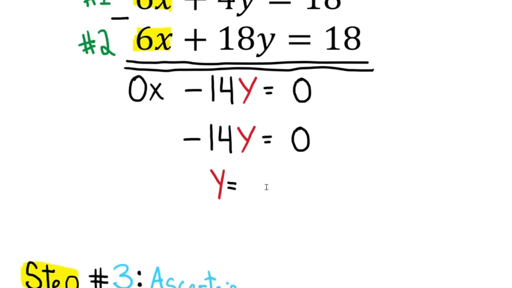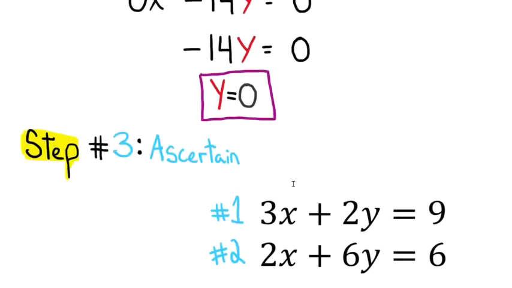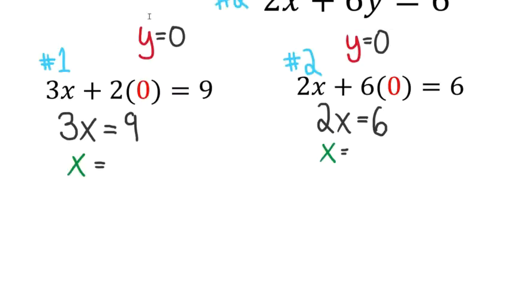But the question is, what is y? Well, clearly, anything times 0 is 0. So y is going to be 0. Now that we know our y-coordinate, where the two linear equations intersect, we can input our y-coordinate into either one, it's very important, either one of our equations below, the ones that we had originally, and we're going to get the same result. Observe.